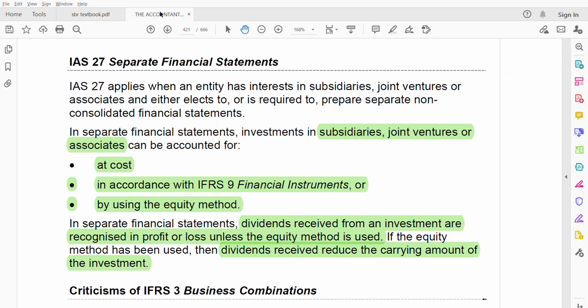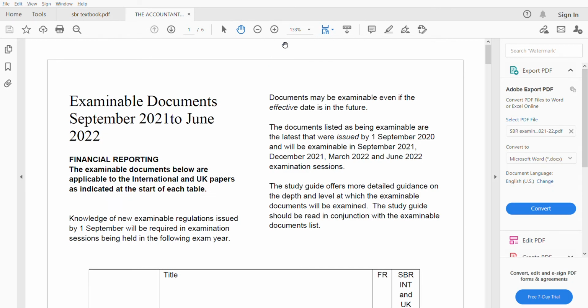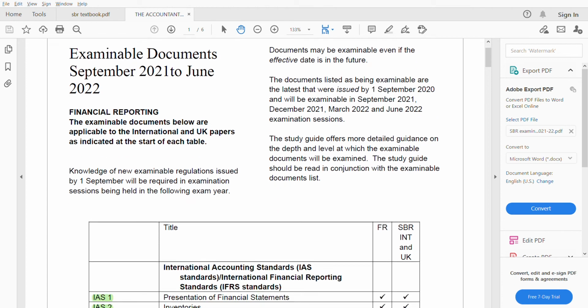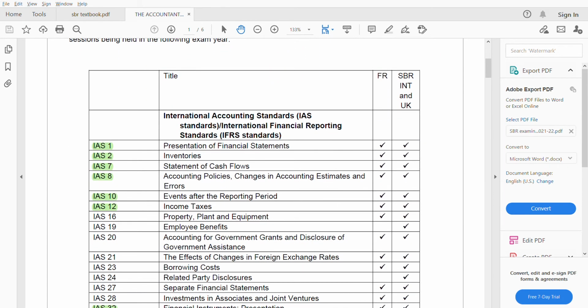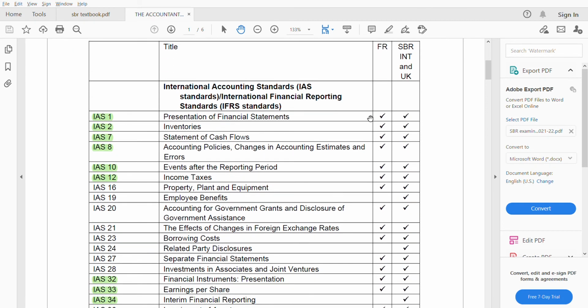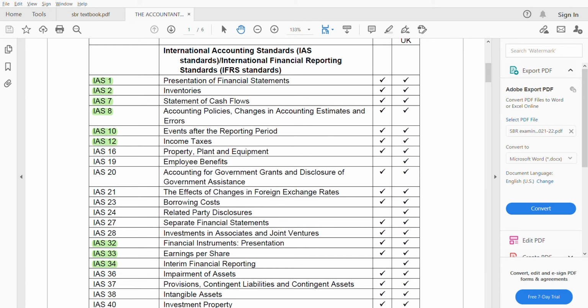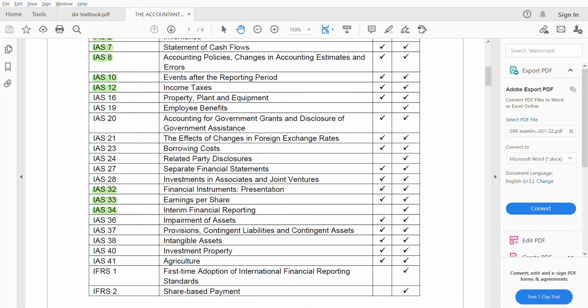Now let me take you through this. These are the examinable documents. I have highlighted whichever standards I've completed, so let us see how our progress is going. I've completed IAS 1, 2, 7, 8, 10, 12. Whatever is highlighted, I've completed. Whatever is not highlighted needs to be completed. Now I have completed IAS 27, so I can highlight this as well.